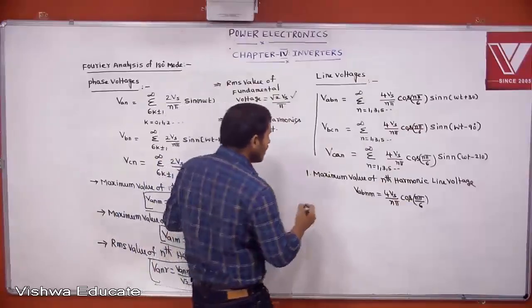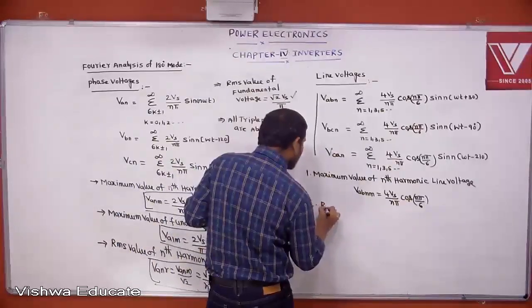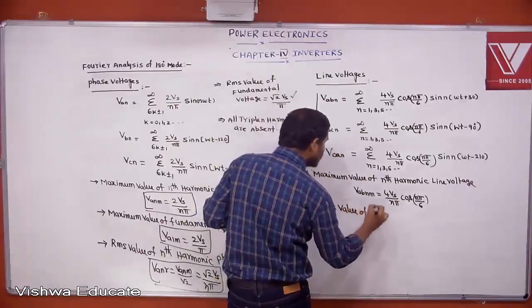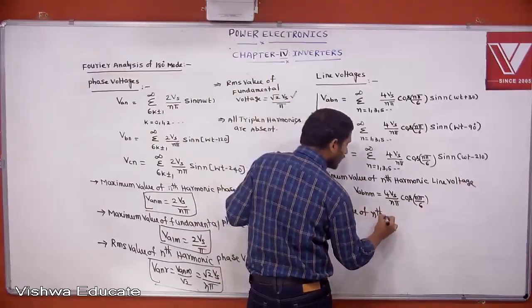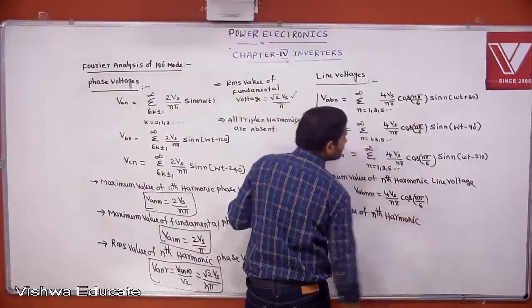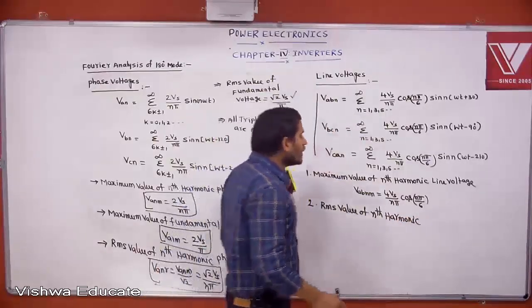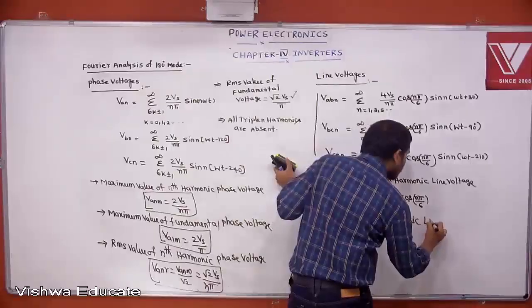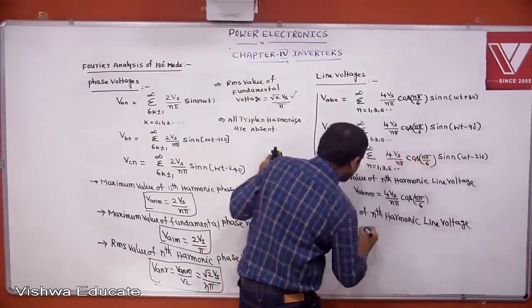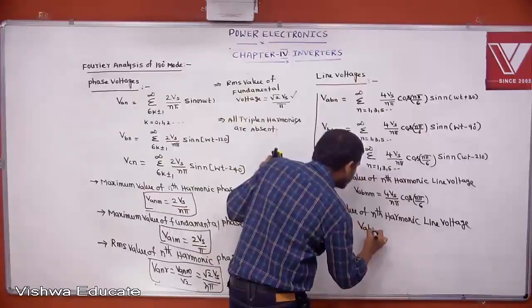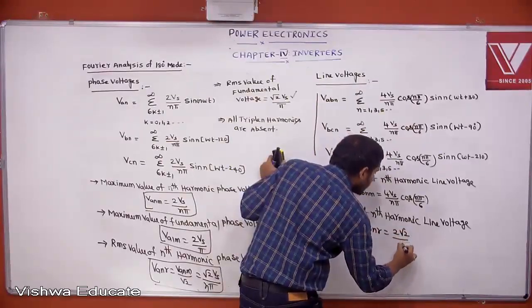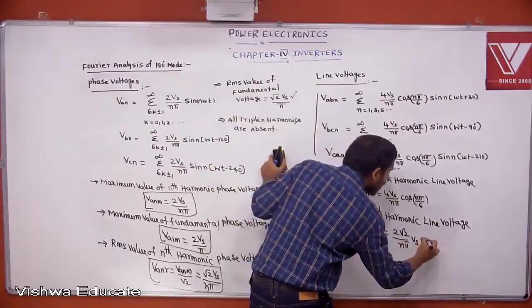Next. RMS value of nth harmonic line voltage. How much? VABNR. Then divided by root 2. Root 2 by n pi into Vs cos n pi by 6.